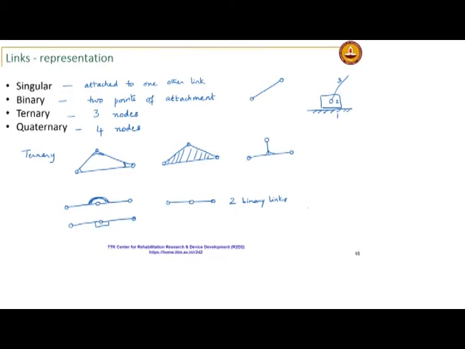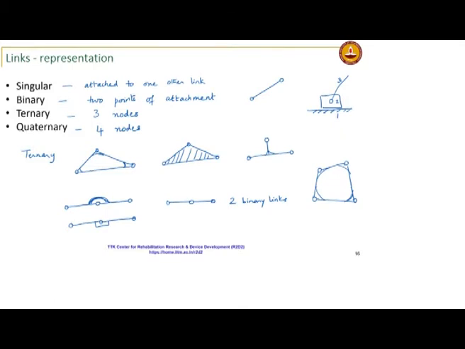Similarly, if I want to show a quaternary link, I would have to show the weld, and in this case it is especially important because otherwise it could be mistaken for a 4 bar linkage. These are the link representations that we will use in simplified diagrams. Actual shapes of links could be considerably different.